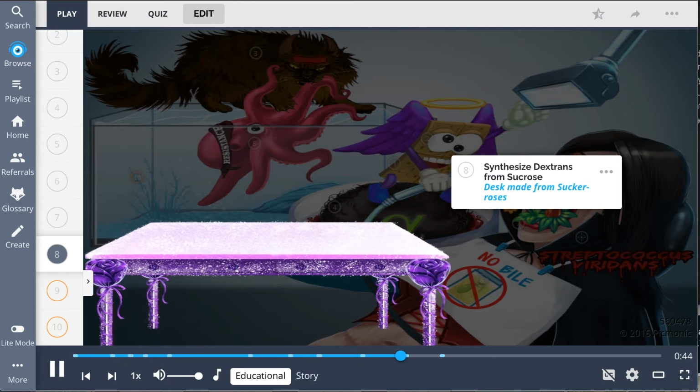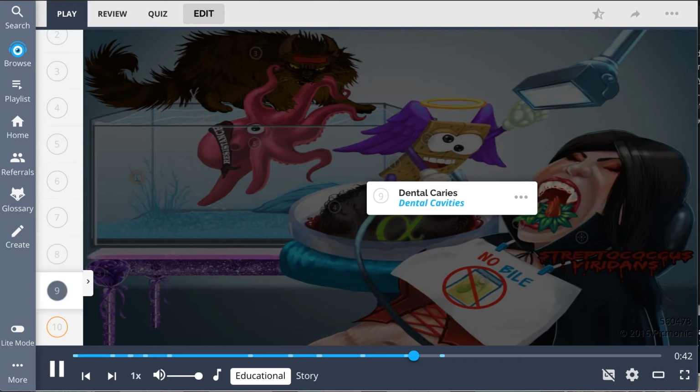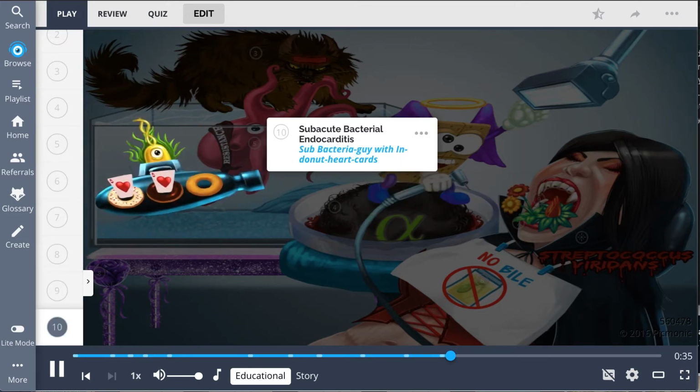In many instances, Strep viridans is associated with dental caries, represented by the dental cavities, and if they are introduced into the bloodstream, they have the capacity to cause subacute bacterial endocarditis, shown by the sub-bacteria guy with the donut heart card.